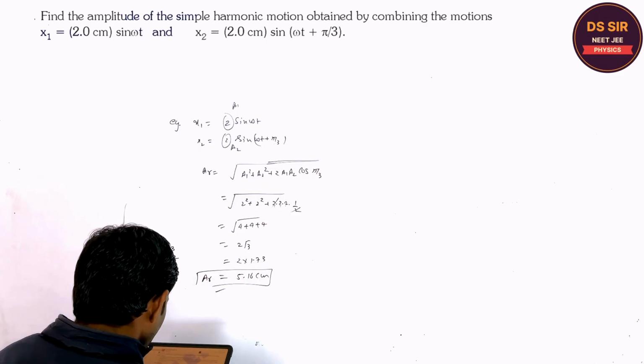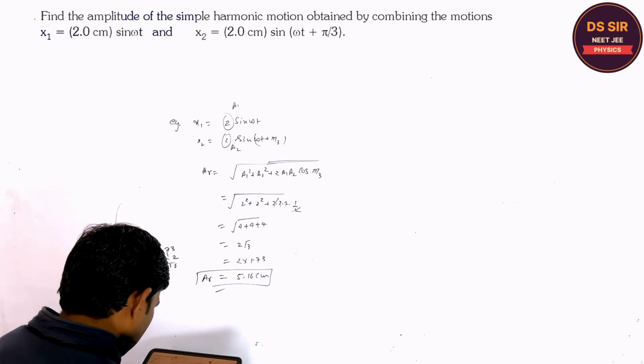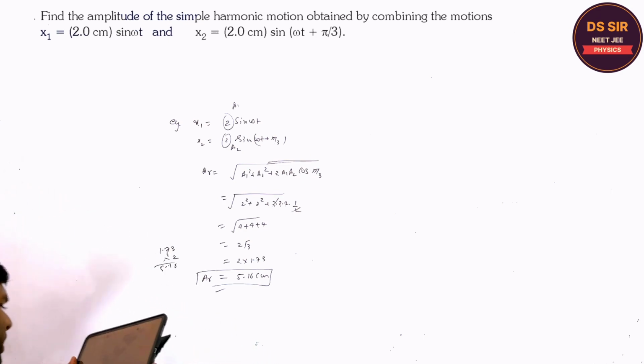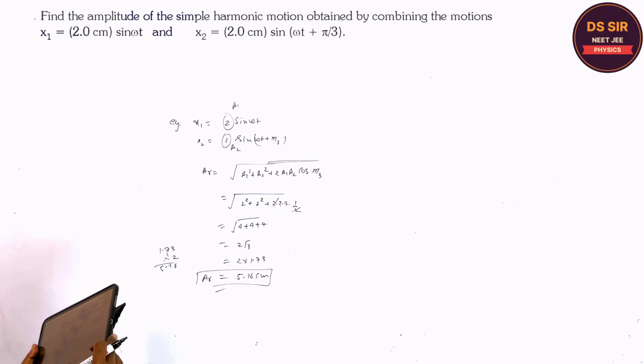But in the solution, what is that? 2 square cos 60, 4, 4, 4, 12, 2 root 3.